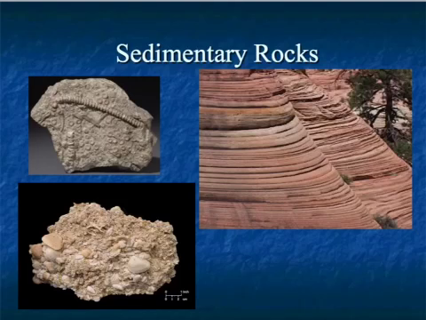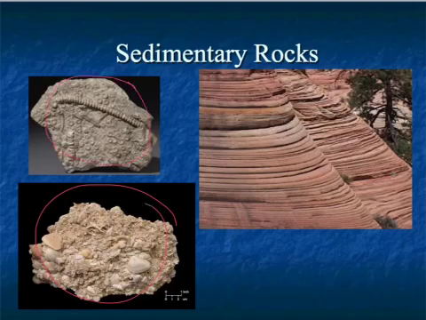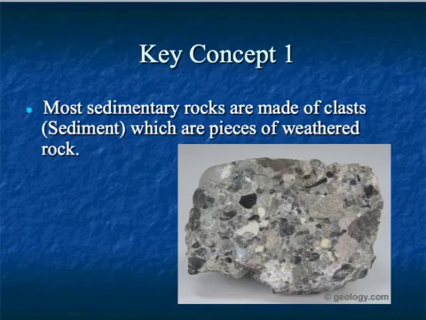So sedimentary rocks, here are three classic examples. For instance, here we got one that is clastic. Here we have one that has fossils present in it, and here's one that has strata, which makes it really easy to identify these. And in New York State, we have a lot of sedimentary rocks. So the first concept is most sedimentary rocks are made of clasts or sediment, which are pieces of weathered rocks that are going to be cemented together. We specifically use the word sediment just to get that in your brain, that sedimentary rocks are created by sediment.